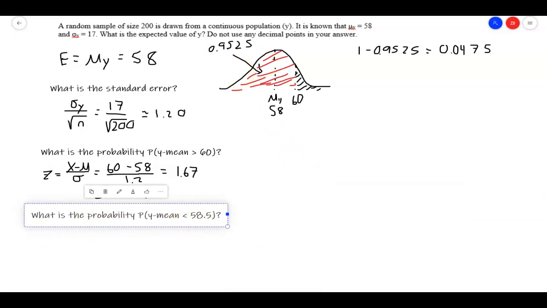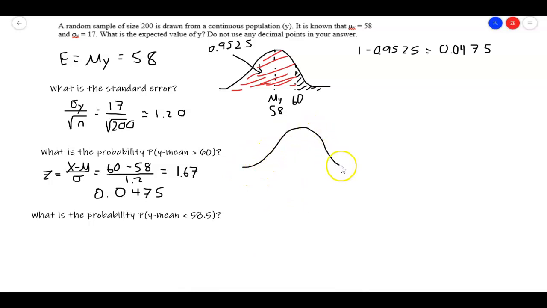So using the same normal distribution curve that I did before, I'm going to just start it off the same here. So the mean is 58. And then I'm going to go ahead and mark the 58.5, which should be just a little bit to the right of it. And I'll put a little note here that that's 58.5. And they are asking for the area less than that. So this is going to be all of this area.